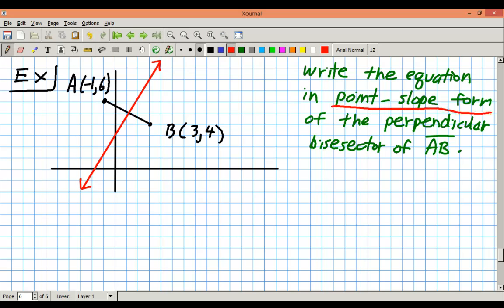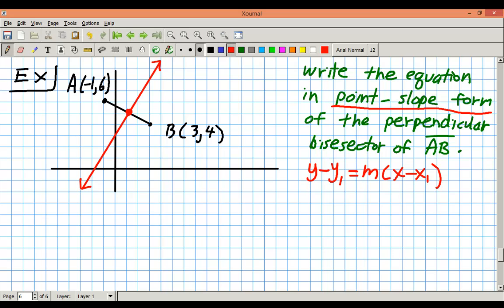Well, what do we need to know to write an equation in point-slope form? We need a point and a slope, just like the name says. So as a reminder, here's the point-slope form. y minus y sub 1 equals m times x minus x sub 1. So we're going to need a point on that red line and its slope. Well, how do we get a point?